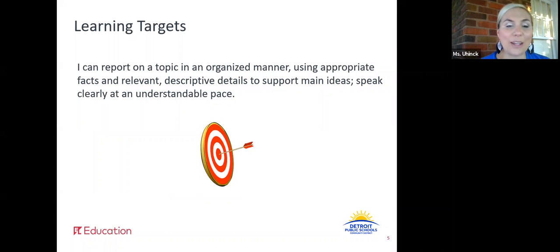All right, so let's look at our learning target. I can report on a topic in an organized manner using appropriate facts and relevant descriptive details to support main ideas. Speak clearly at an understandable pace. Now remember, relevant details mean that the details that you choose in your writing directly support the main idea that you want your readers to get. So they're the important details that support your main idea.